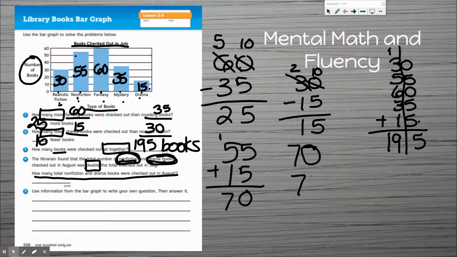So 70 plus 70. Adding my 1s is 0. 7 plus 7 is 14. So there were 140 nonfiction and drama books checked out in August. So I'm going to say 140 books.